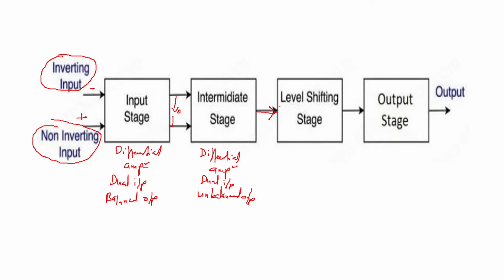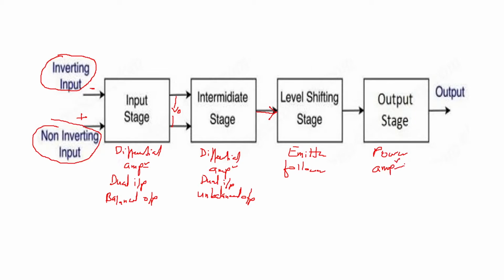Then you are having the level shifting stage. Whatever DC level was introduced in the process, that DC level should be brought to the ground level. So it is an emitter follower circuit. All the DC that was introduced will be brought back to ground, and the output stage will be a power amplifier. That will increase the power of the output.